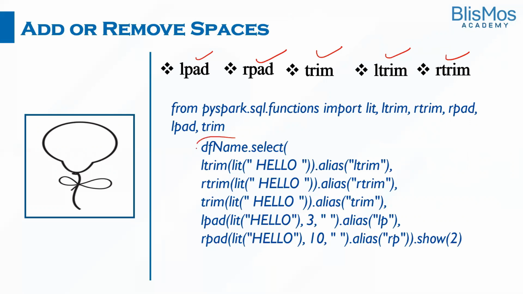Now, how do we do it? For example, you have a data frame name. You can give that and use a select function. What is happening here is, we are trying to use a lit function to add something, and use all these adding or removing spaces functions here. The first and foremost is trim. What trim does is, it trims the spaces on both sides, left side and right side. What ltrim does is, it only trims the space on the left side. What rtrim does is, it trims the space only on the right side. This is how trim, ltrim and rtrim work.